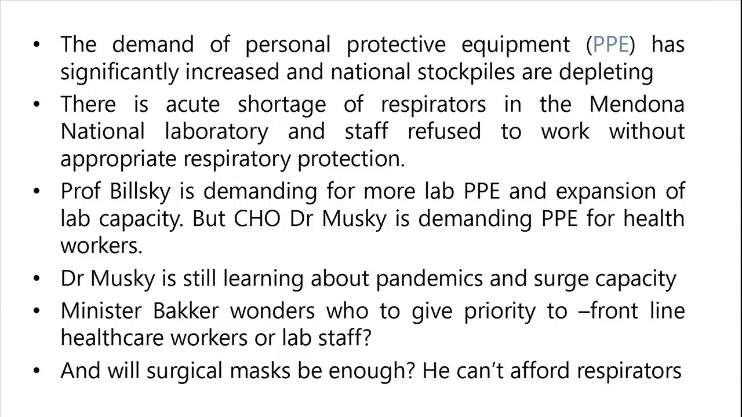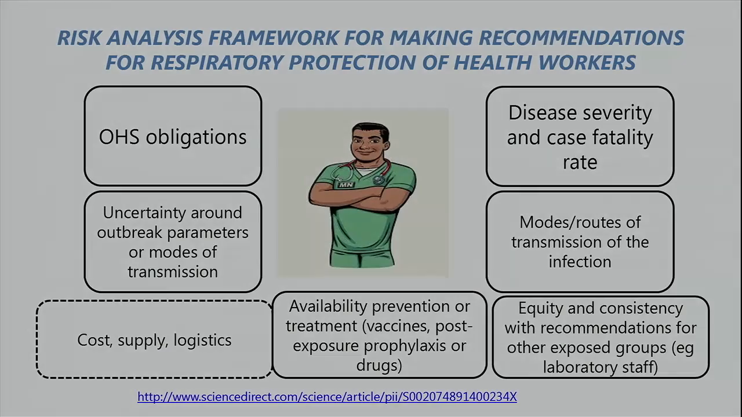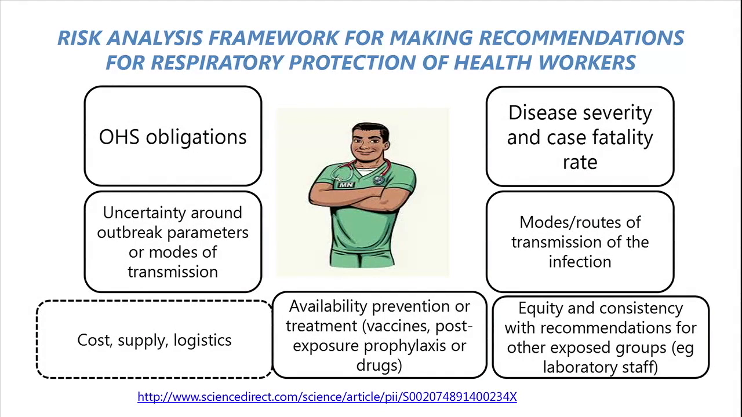Dr. Muskie is still learning about pandemics and surge capacity. Minister Becker wonders who he should give priority to, the frontline healthcare workers or the lab staff. And will surgical masks be enough? He just can't afford respirators. So, his best epidemiologist, Adam, teaches him about risk analysis and how to make recommendations for personal protective equipment and all the different factors he needs to take into consideration.